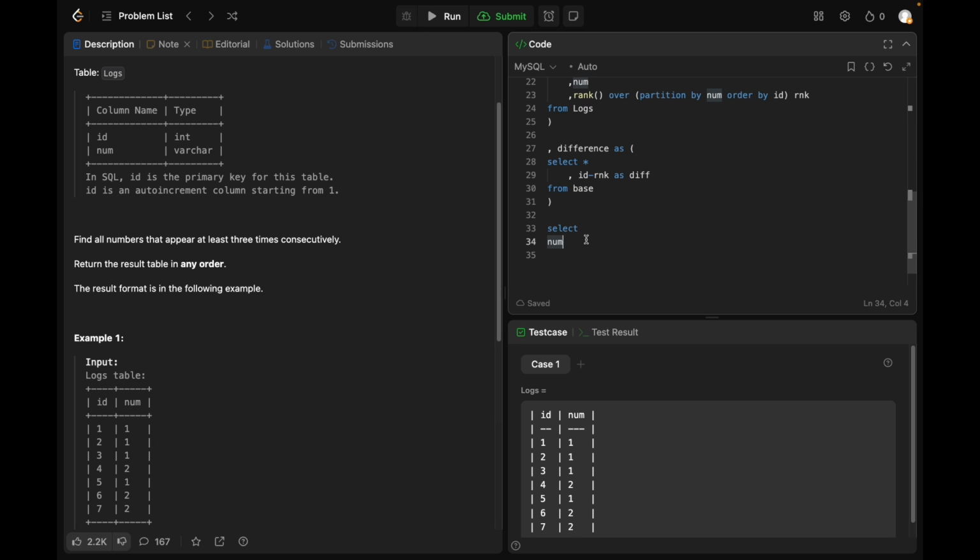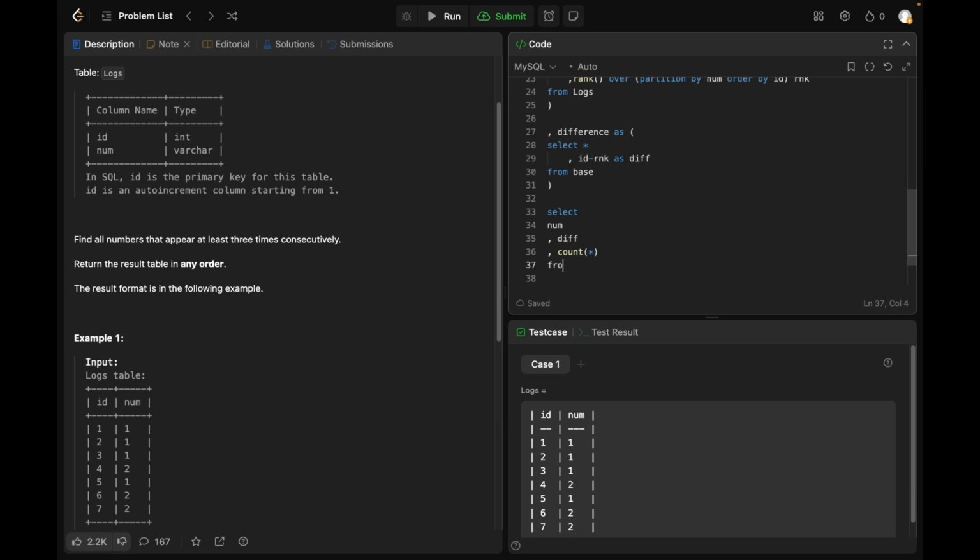So again, num is going to be the name of that column, but since we're grouping by diff, we're going to want diff, right? So for every combination of number and diff, give me the count, right? So I could do something like count all, right? And we're pulling from this CTE, the difference CTE, right? And now that I have that, I can say group by num, diff, or group by 1, 2, whatever it is. And then again, we only care about those values where the count of rows is 3 or higher.